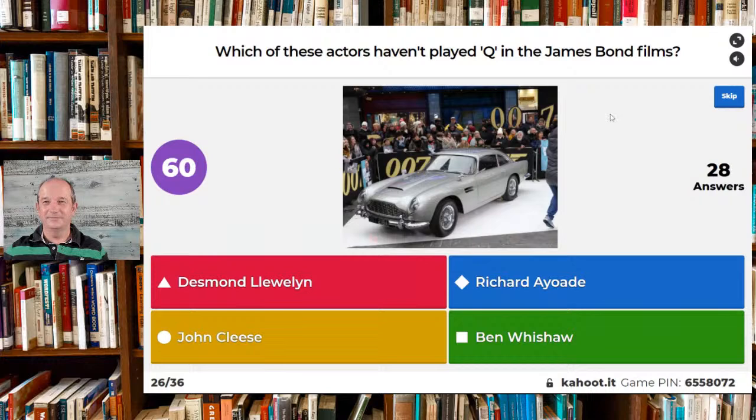There's the real star, the Aston Martin, of course, but yeah, Q, the Quartermaster. Which one? Just wait and see, Emma. Desmond Llewellyn, Richard Ayoade, John Cleese, or Ben Wishaw. Which one of those haven't played Q in the James Bond films?